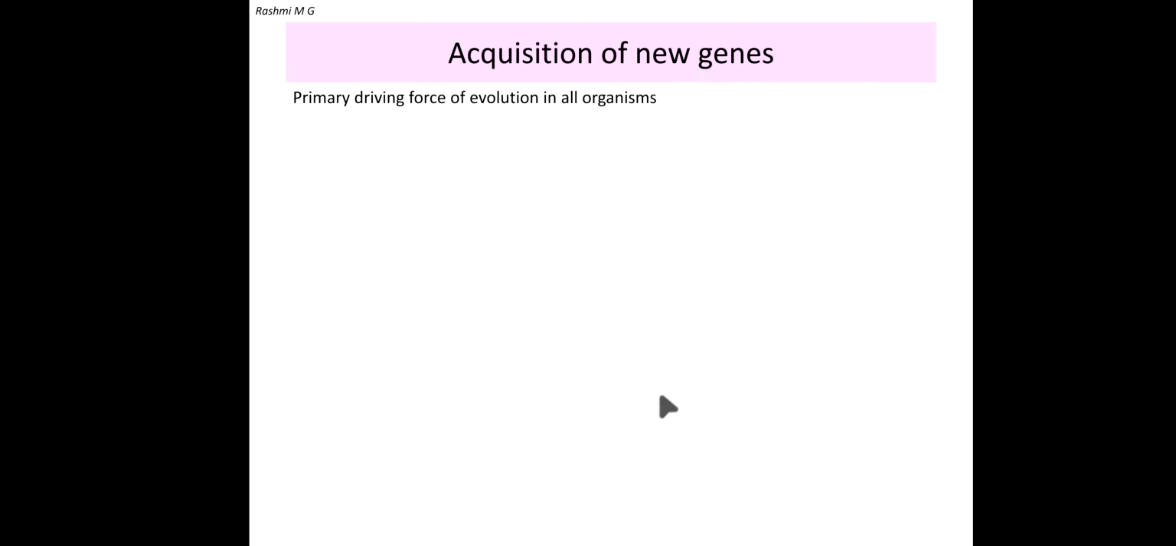Acquisition of new genes. Have you ever wondered how the genes present in your body are acquired? The primary driving force of evolution in all organisms is that it helps new characters to emerge in an organism.